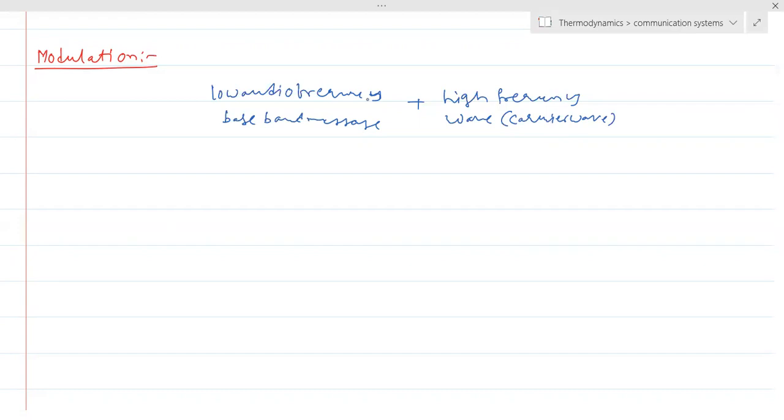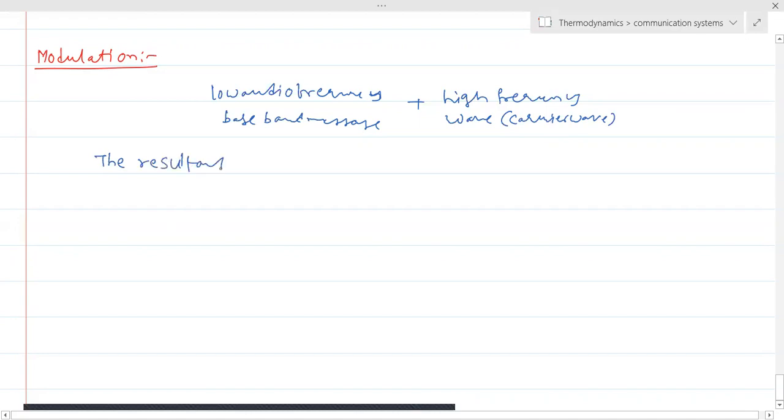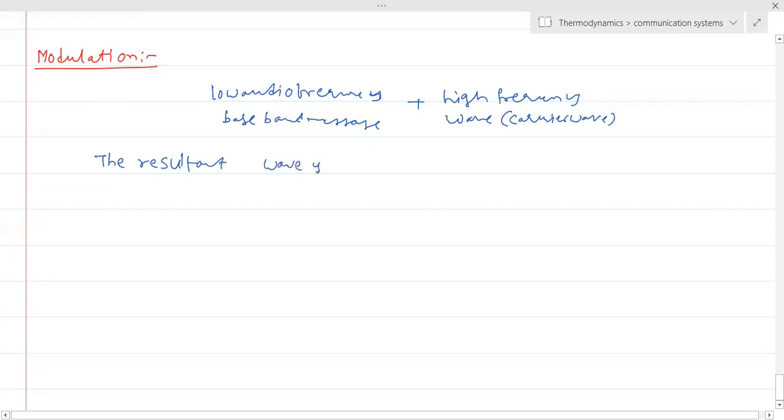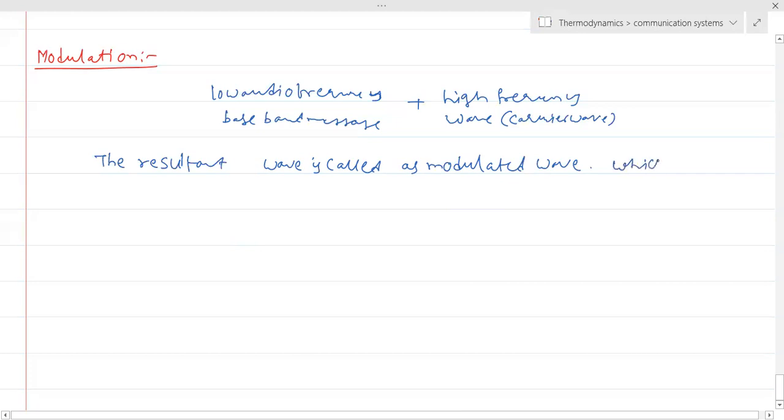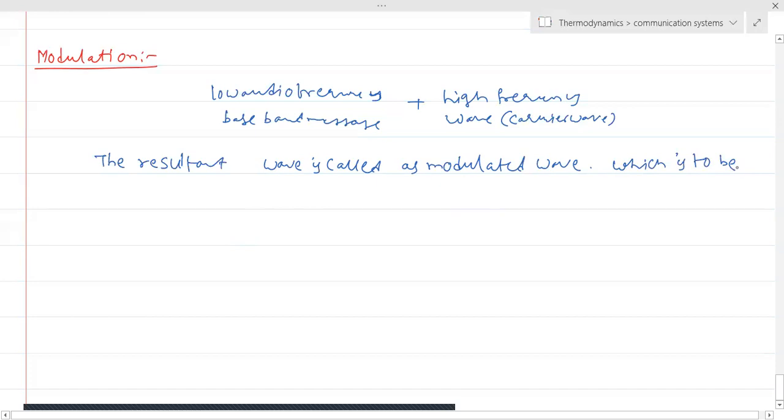That wave from one place to another place. We will take the help of a wave, carrier wave, and by adding these two we are going to get a resultant wave. The resultant wave is called as modulated wave, which is to be transmitted.